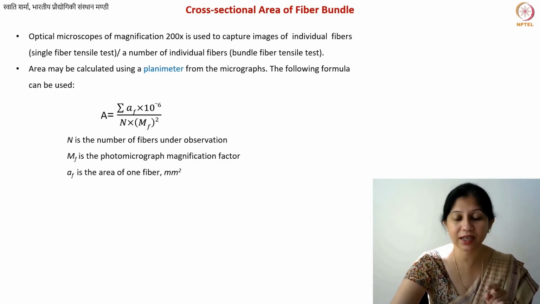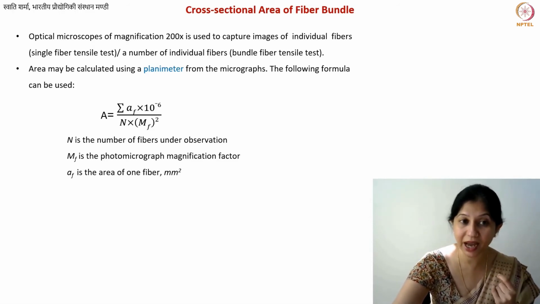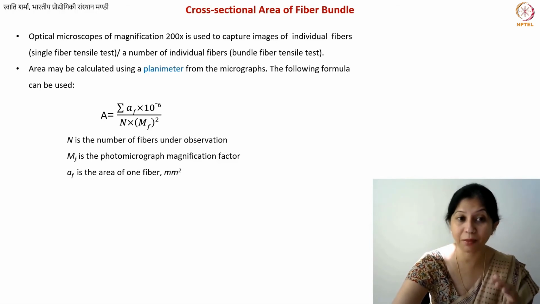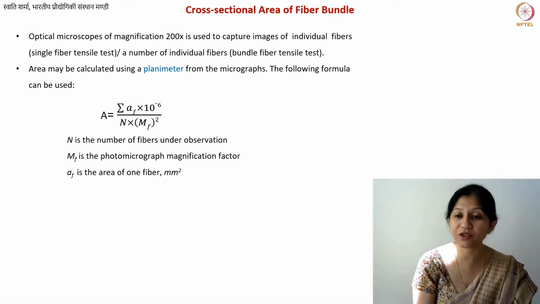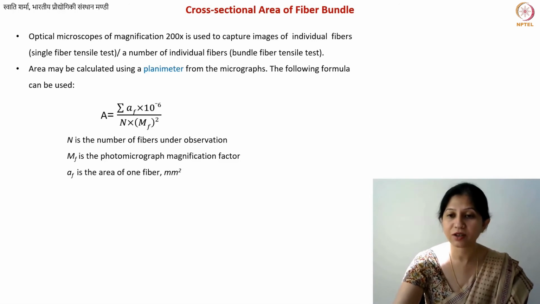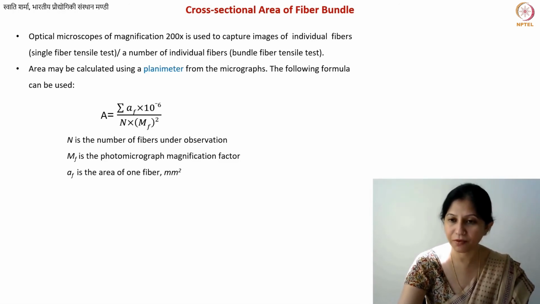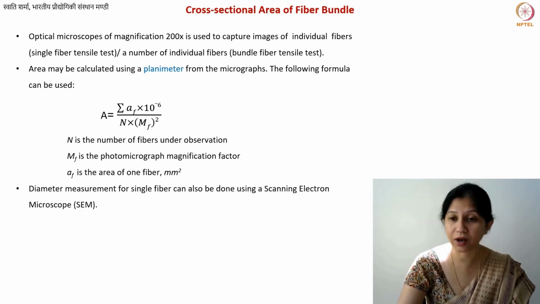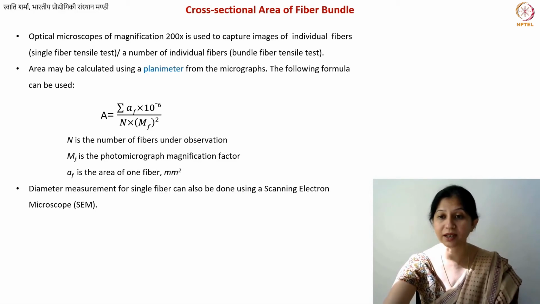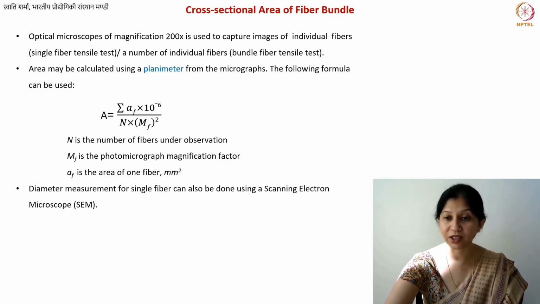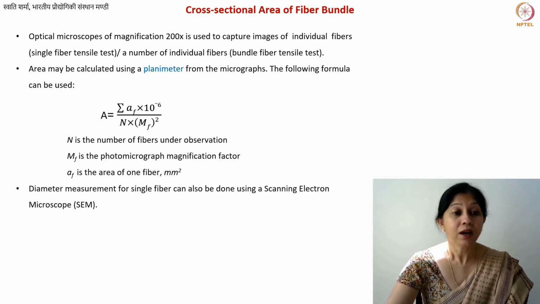What is important here is you are dividing this entire thing by the magnification factor. So how many times, which is 200 in this case. And N is the number of fibers that are under observation. So this is pretty much for a relatively thick bundle of carbon fiber. Okay, so this is how you calculate your cross-sectional area. Again, you should look for the units and have the right units.